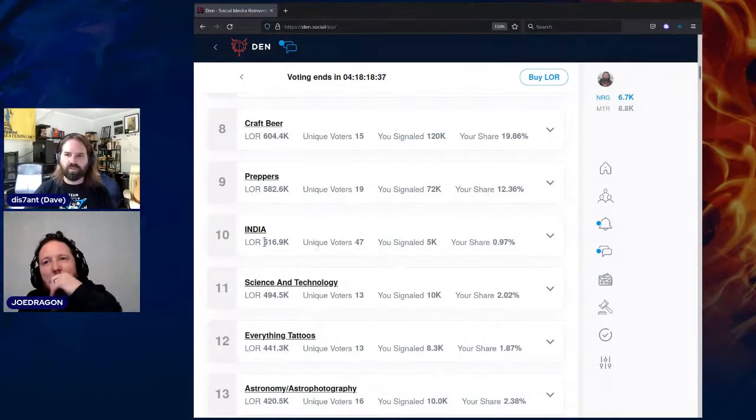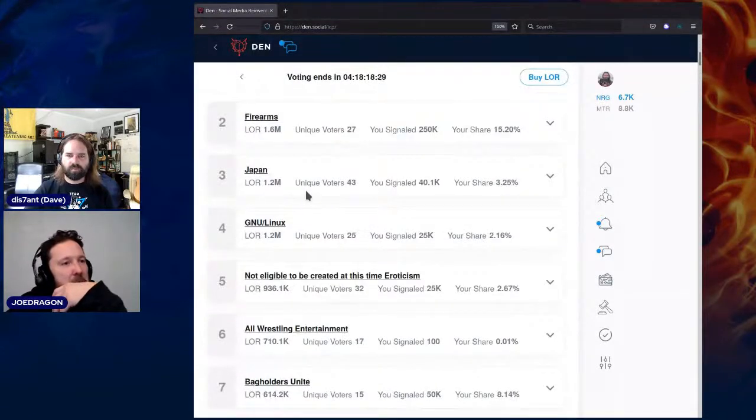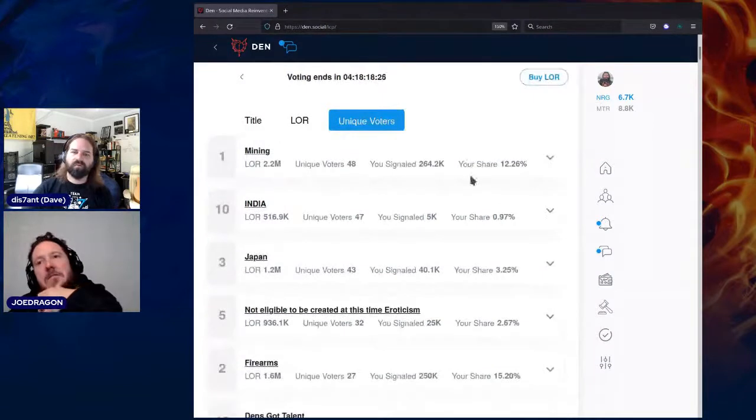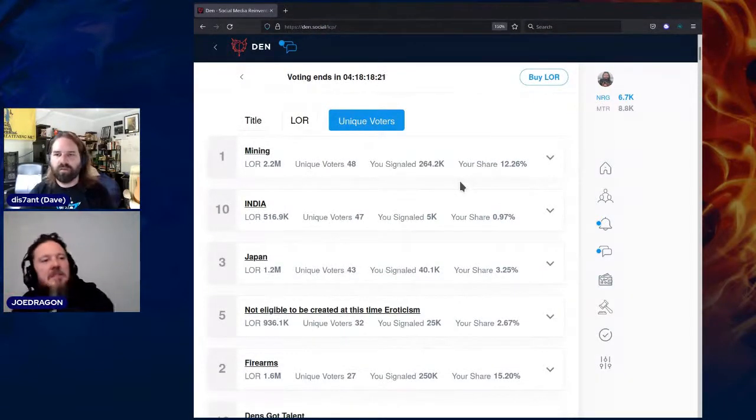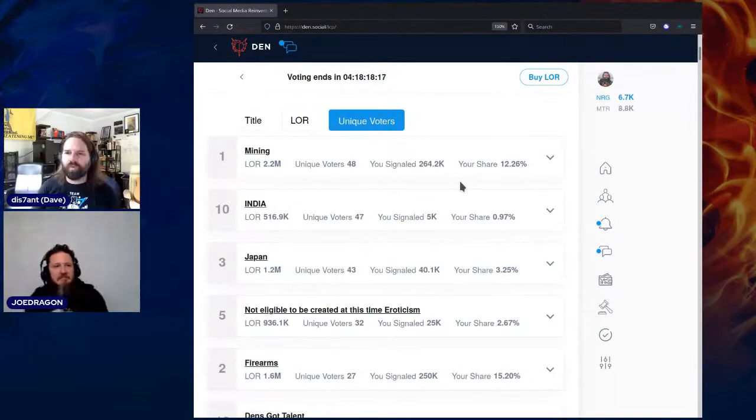India is doing pretty good too. My share keeps going down because they keep getting more added to it. So I think it's probably winning. No, it's not. Mining is winning in unique voters. Oh wow, that wasn't before. India wasn't before. Okay, oh, my mining went down again too. That's good, because I started with like 43% on that, and that was way too much.